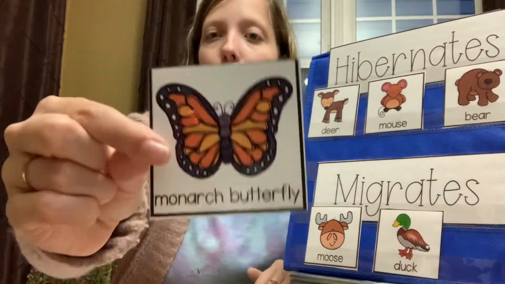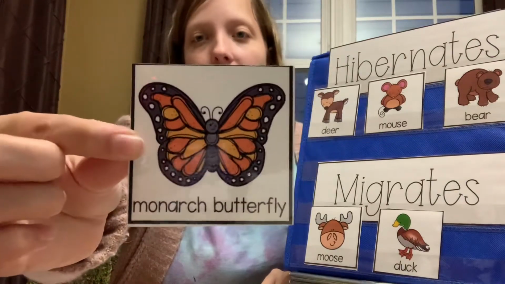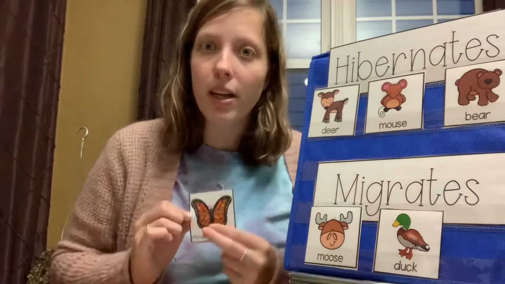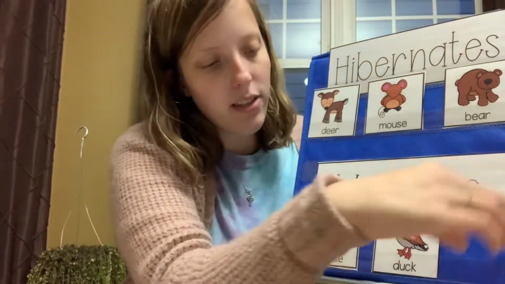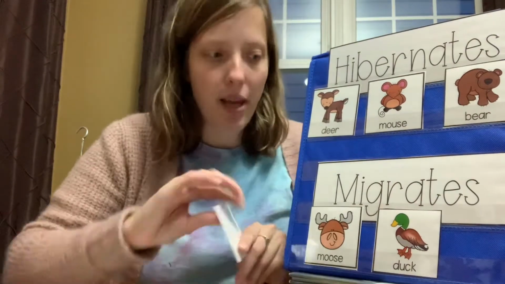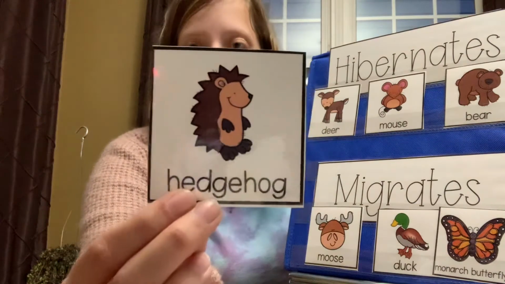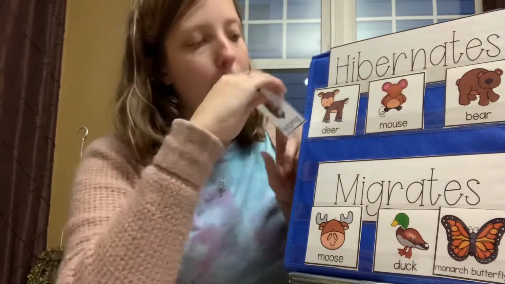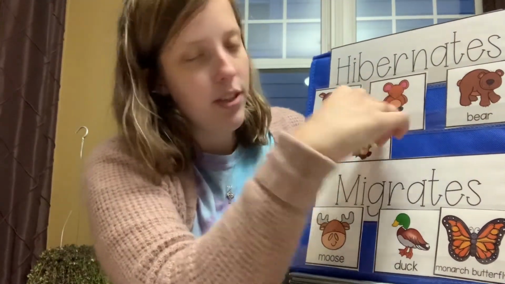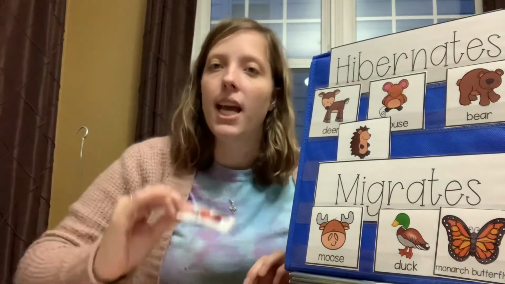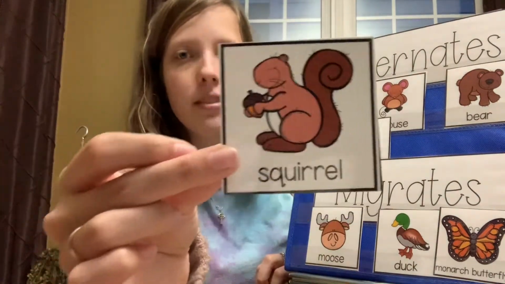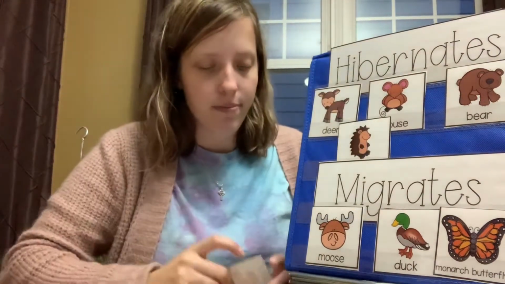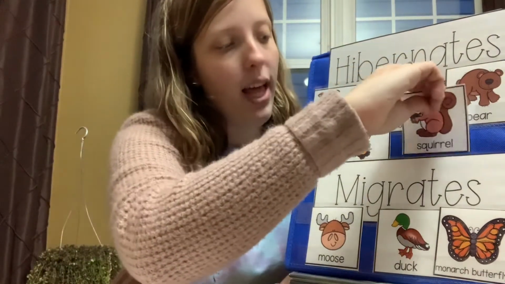A monarch butterfly, which is just this type of butterfly it is. So a butterfly is going to migrate, right? Because it flies away to a new space. A hedgehog is going to hibernate. We talked about that last time. And a squirrel. A squirrel is going to hibernate as well.